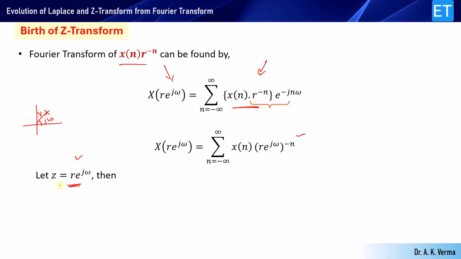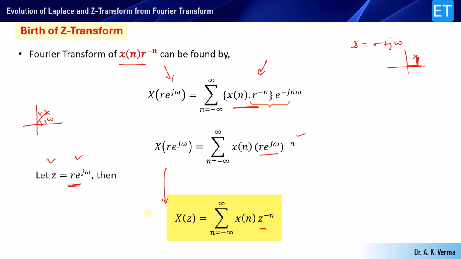So it is a polar representation, so z is a polar number, while in Laplace we put s equal to sigma plus jω. So any point in the s plane is a Cartesian point. So this is sigma and this is jω. That was the Cartesian representation, and here in the Z transform, this z is a polar representation. So when I substitute z equal to r e^{jω}, I get this relationship. So this r e^{jω} is actually the z, so that is z power minus n. And this is the formula of the Z transform.